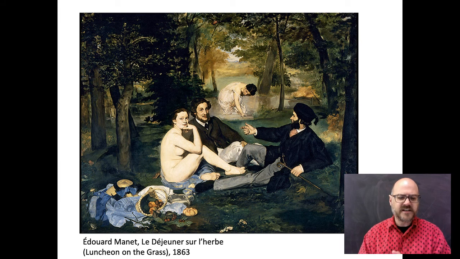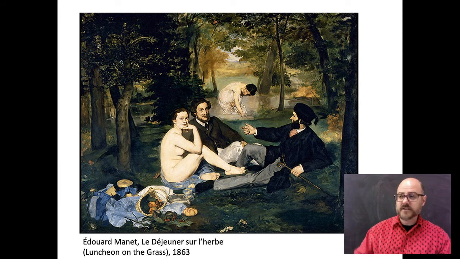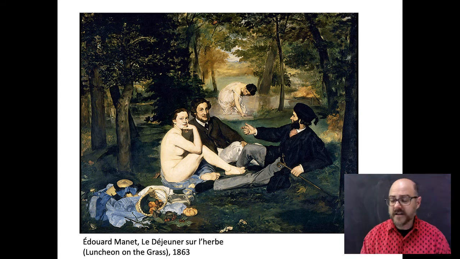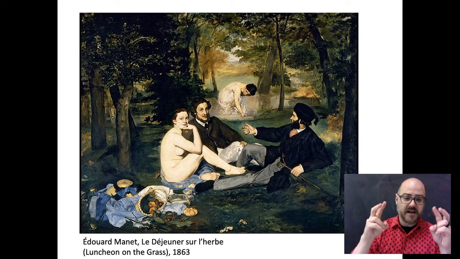So this is Le Déjeuner sur l'herbe, which means the luncheon on the grass. This was a painting that was rejected by the Salon. Remember, we talked about the Salon was the way for your artwork to be seen. It was sanctioned by the French government. You applied, there was a jury of judges that would say, this is a great painting, it's in the Salon. And they would hang them from the floor to the ceiling. That's where we get the phrase Salon style.